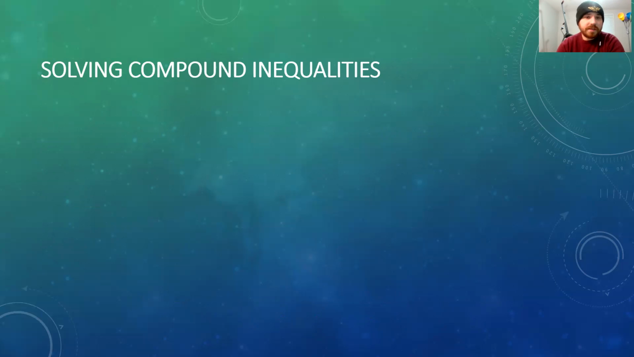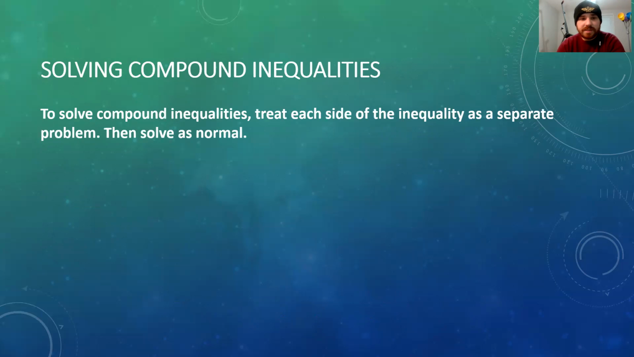Solving compound inequalities is a little bit complicated, but it's actually easier than it might initially seem. So basically, the thing we want to do is treat each side of the inequality as a separate problem, and then you're going to solve it as normal. So I'll show you what I mean in this example here. So we have 7 is less than 3x minus 2, which is less than or equal to 13. So what we're going to do in order to solve this is write out two inequalities.